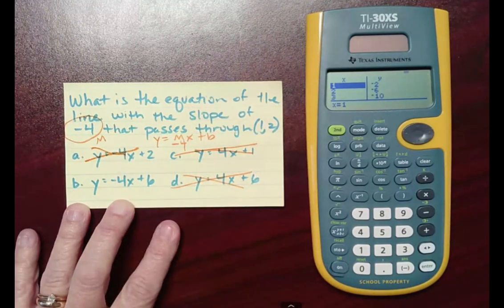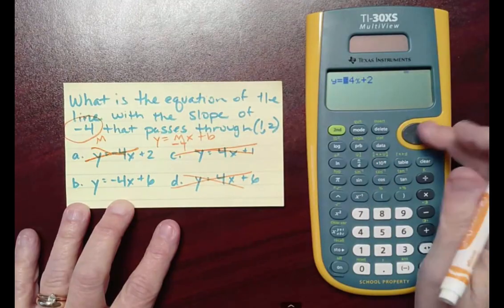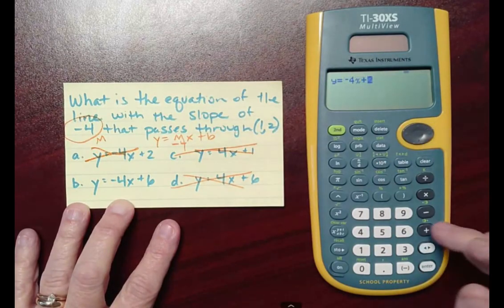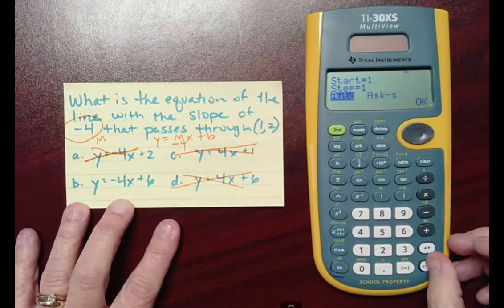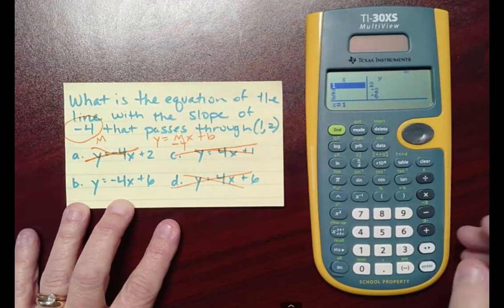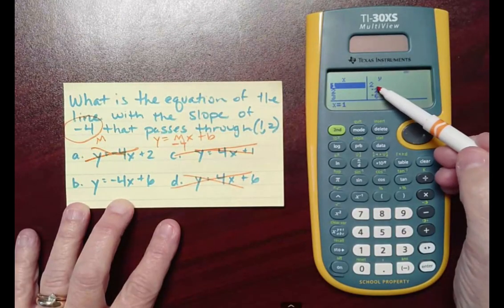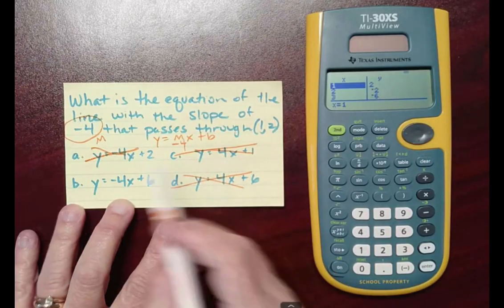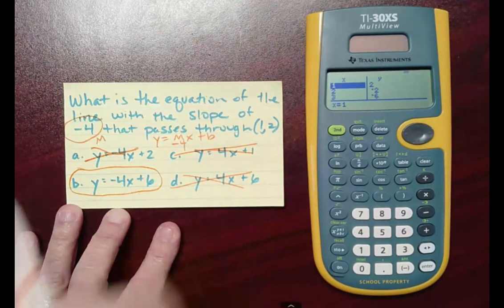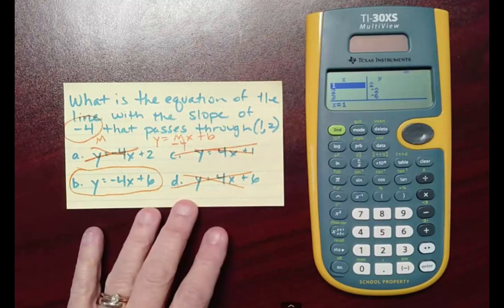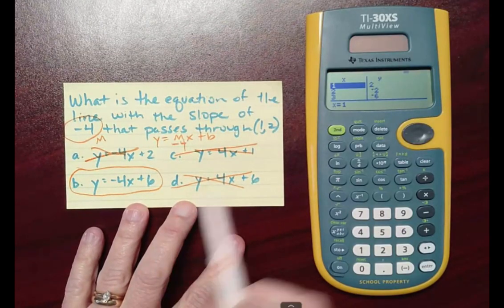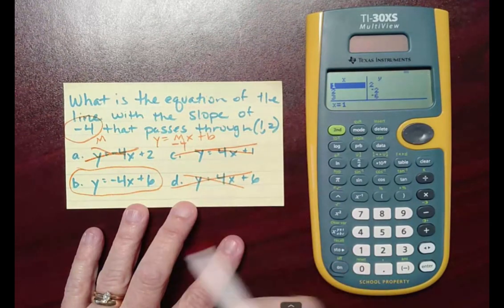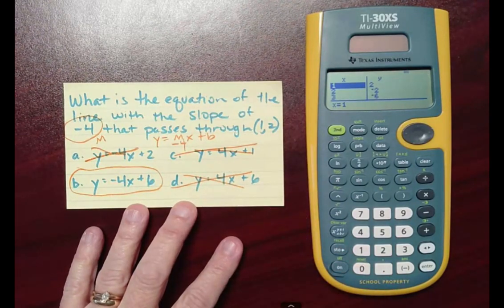I sure hope B works. So we'll hit our table button. I want -4x, and instead of +2, I want +6. I'm going to scroll down, enter, and I have 1, 2. That is going to be our answer. So whenever they're in y equals mx plus b format, you can use your table and it'll give you a list of points and you can check and see which ones work in that equation.